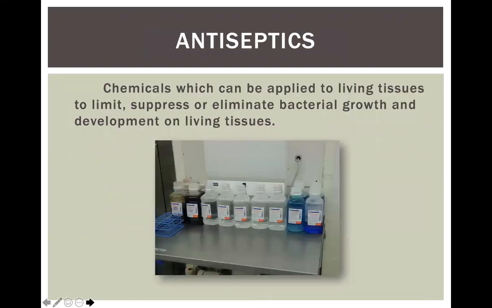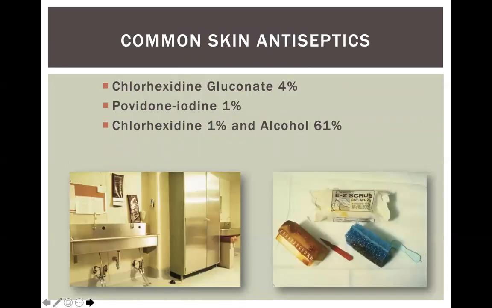So as we remember, we can't make ourselves sterile, so we're going to apply antiseptics so that we can suppress or eliminate bacterial growth and development. The most common antiseptics that you're going to see in our hospital and probably most veterinary practices at this time are chlorhexidine gluconate at 4%, povidone iodine, which we all call betadine, at 1%, and then you'll see some admixtures of something like chlorhexidine and alcohol.